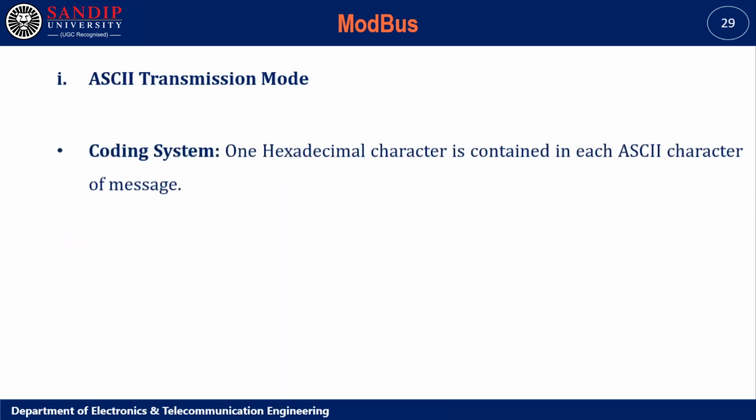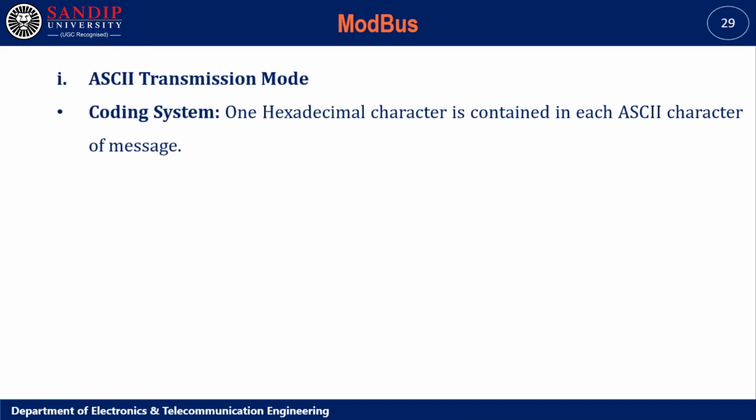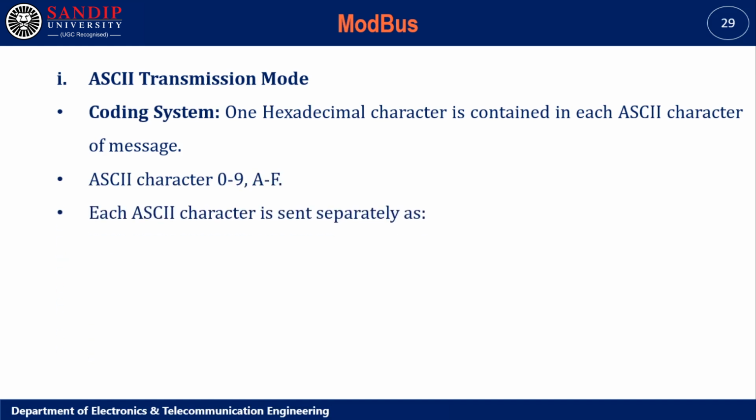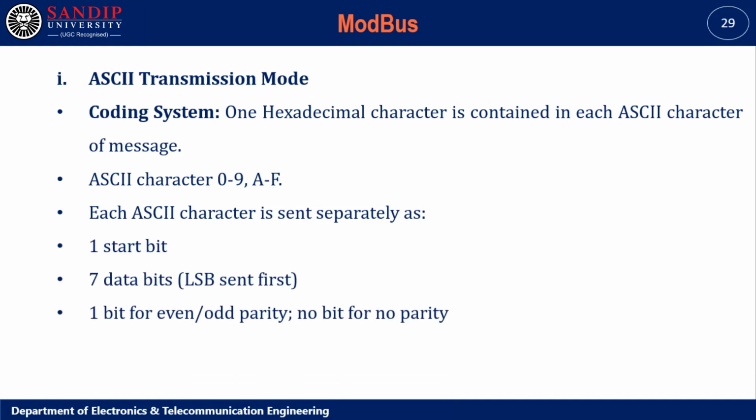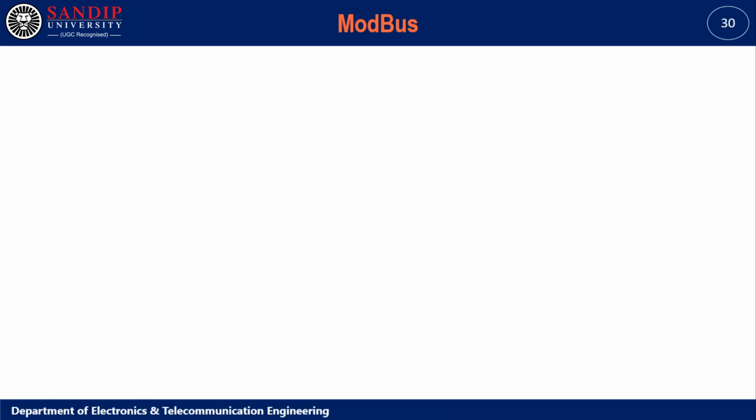ASCII transmission mode first. Coding system: one hexadecimal character is contained in each ASCII character of the message, ASCII characters 0 to 9 and A to F. Each ASCII character is sent separately as 1 start bit, 7 data bits with LSB sent first, 1 bit for even or odd parity, no bit for no parity, and 1 stop bit if parity is used, 2 bits if no parity is used.